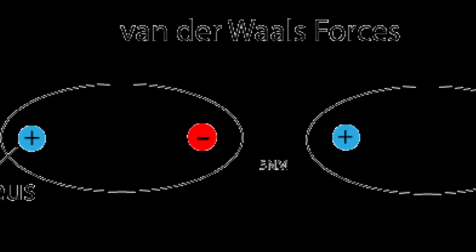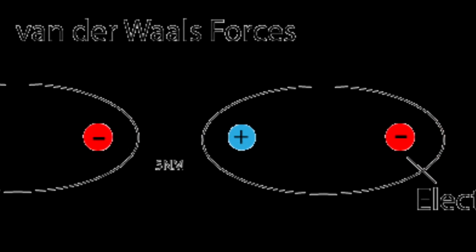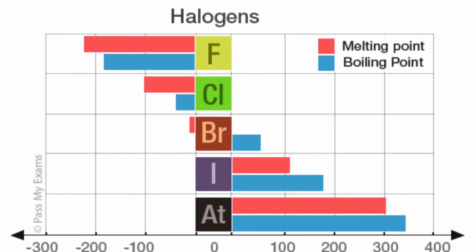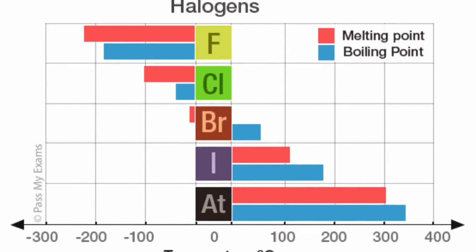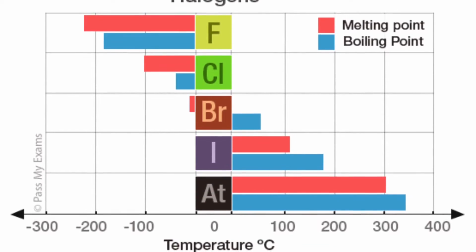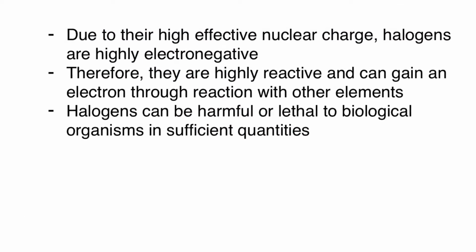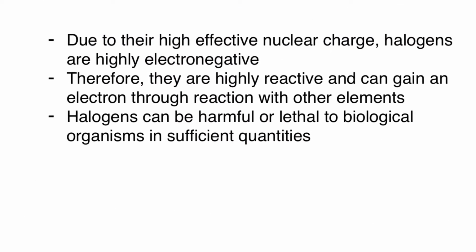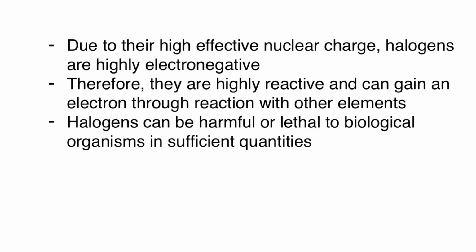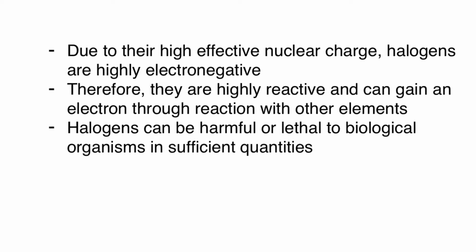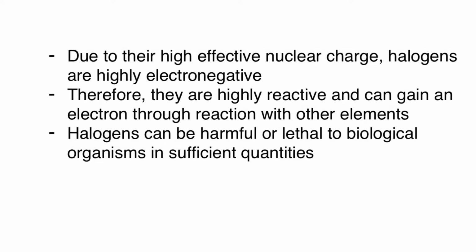Due to increased strength of van der Waals forces down the group, the boiling points of halogens increase. Therefore, the physical state of the elements down the group changes from gaseous fluorine to solid iodine. Due to their high effective nuclear charge, halogens are highly electronegative. Therefore, they are highly reactive and can gain an electron through reaction with other elements.